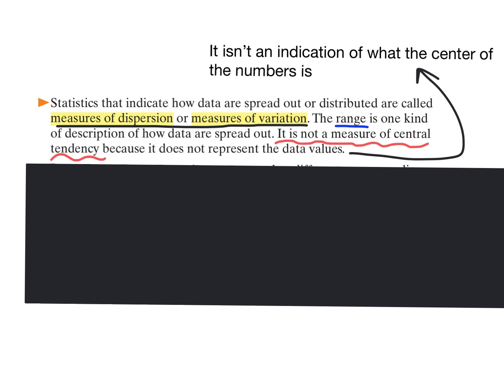So statistics that indicate how data are spread out or distributed are either called measures of dispersion or measures of variation. I've seen them more called measures of variation. They tell how varied the numbers are from each other, how much they vary. So the range is one example of a measure of variation. Okay, the range, we're looking how spread out the numbers are from the smallest number to the biggest number.